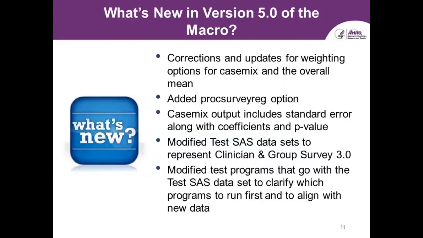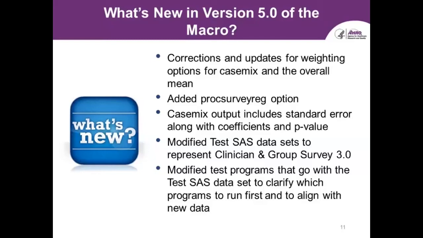So what's new? This is documented in one of the documents I'll be talking about later, but in a nutshell, there are several updates that have been made. First, corrections and updates for weighting options were made for case mix and the overall mean. In addition, this version adds a proc survey reg option. This is something specific to SAS, and it is designed to handle complex survey sample design and adds a clustering option for case mix adjustment. In addition, the output when using case mix now includes a standard error along with coefficients, case mix coefficients and p-values.